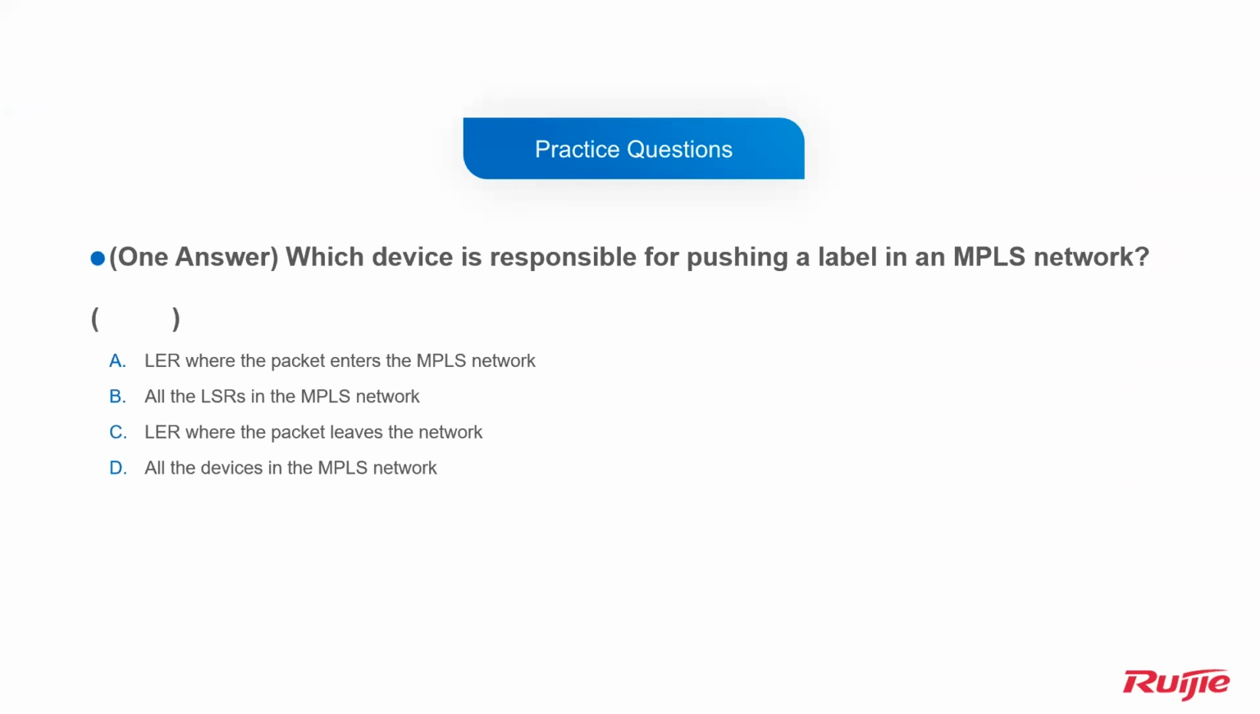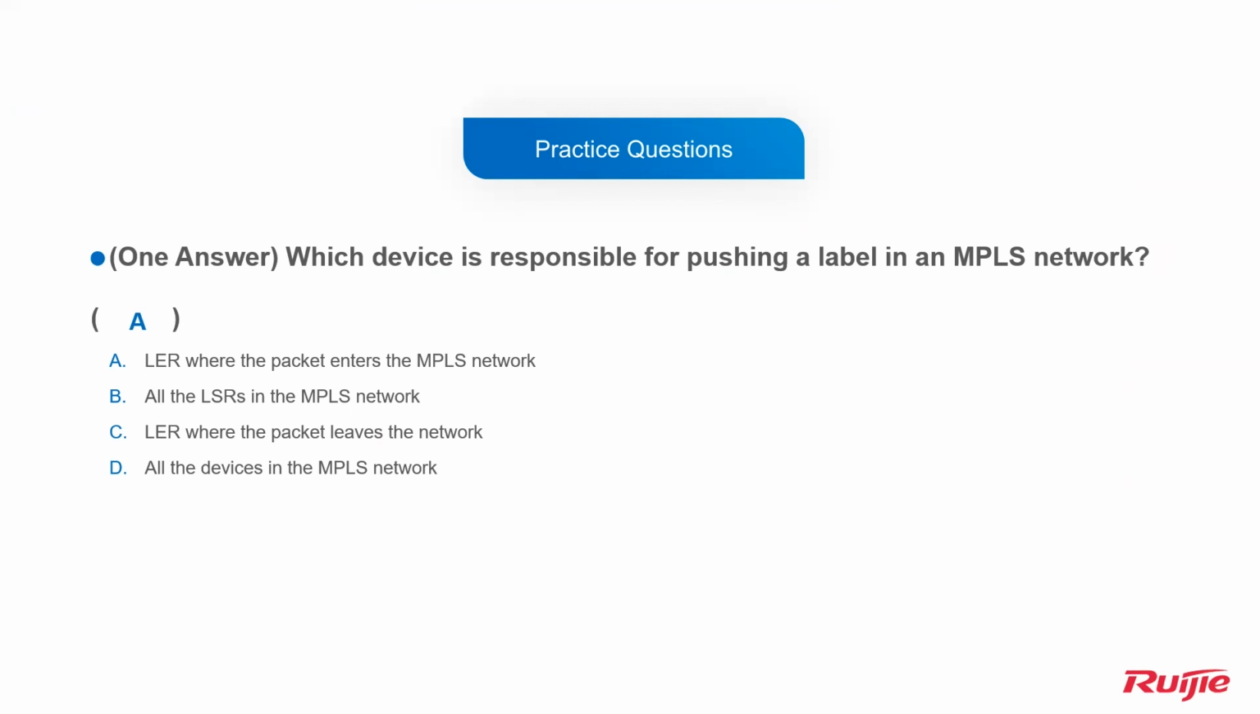And there are some questions. Which device is responsible for pushing a label in an MPLS network? Who will do the action of push? So option A is correct. The LER where the packet enters the MPLS network. This is the most upstream router, right?